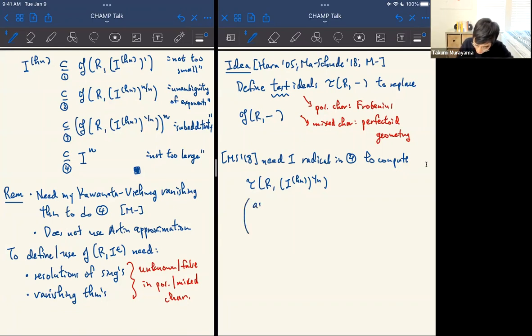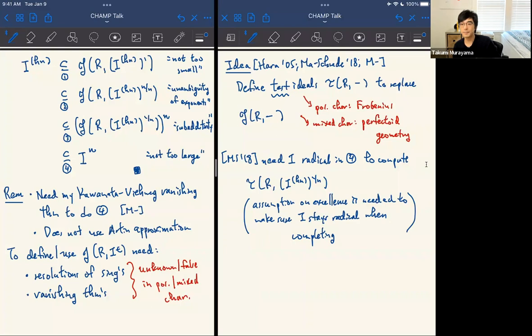And the other thing I want to mention is that the radical assumption really is intertwined with this condition on the excellence of the ring. So the assumption on excellence is needed to make sure that I stays radical. Okay. And so to prove the full theorem, to prove my main theorem, we do need something new.